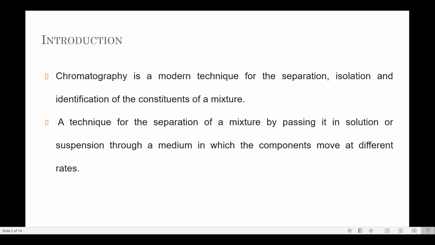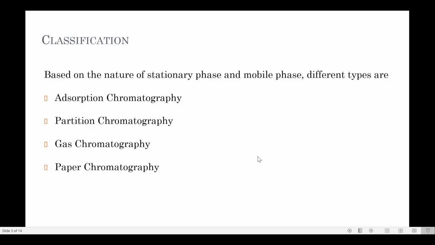It is based on the general principle of distributing the compounds of a mixture of organic compounds between two phases, namely a stationary phase and a mobile phase. A stationary phase can be a solid or a liquid spread on a solid, while the mobile phase is a liquid or gas. This can also be defined as a technique for the separation of a mixture by passing it in solution or suspension through a medium in which the components move at different rates.